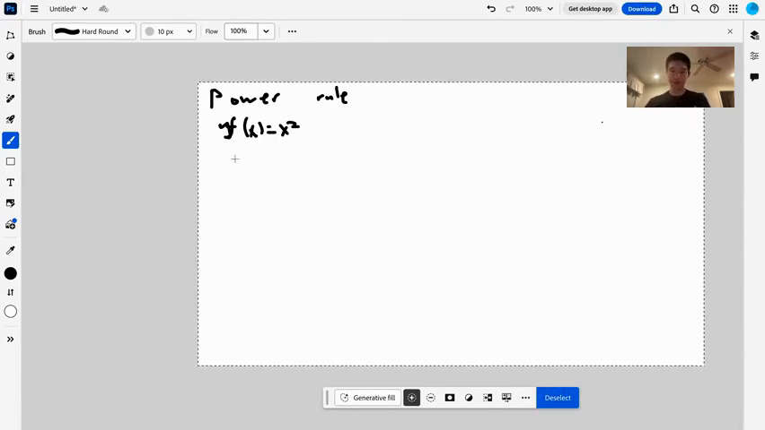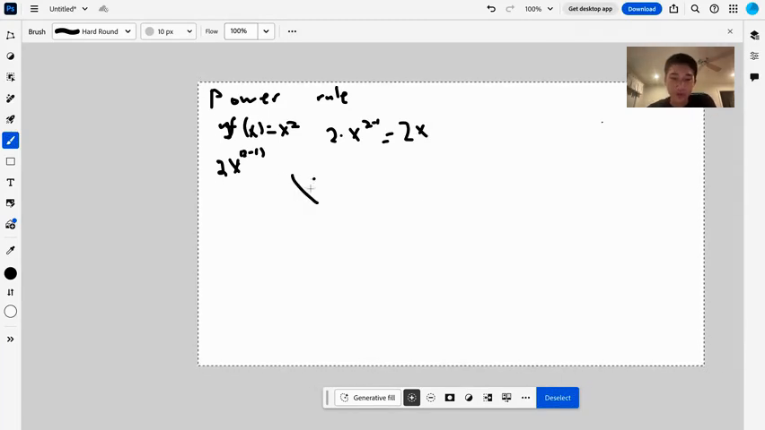What the power rule states is that if you have the variable you're taking the derivative of raised to an exponent, you can multiply by the exponent and then subtract 1 from the exponent. So let's say x squared, the exponent is 2. So you multiply by 2, and then you multiply by the variable to the power of the exponent minus 1. And so this is just 2x.